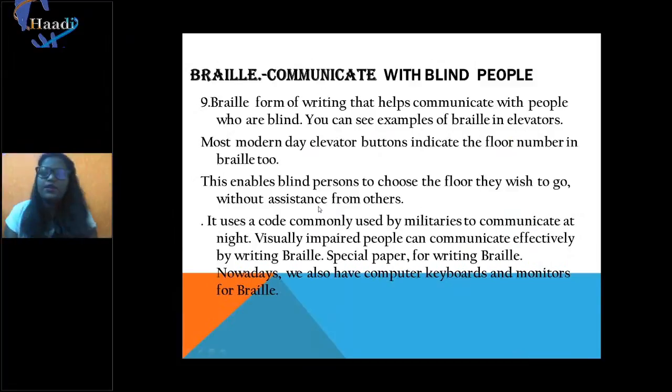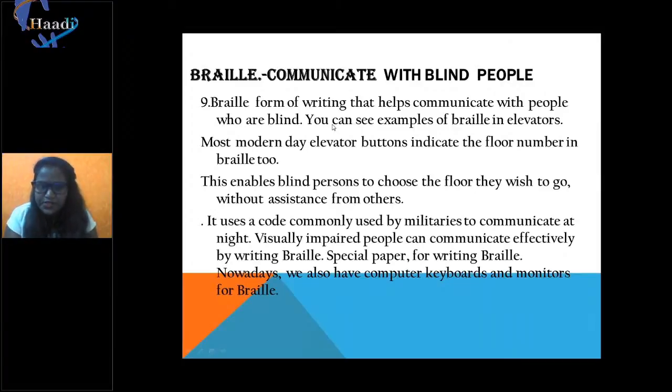So this is how you communicate with blind people. Braille communication is written to help people who are blind. For example, nowadays we have elevators, and in those there are Braille codes too. So blind people can decide which floor they wish to go to without any assistance.